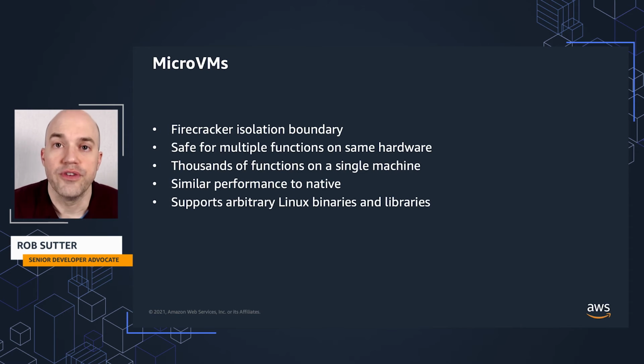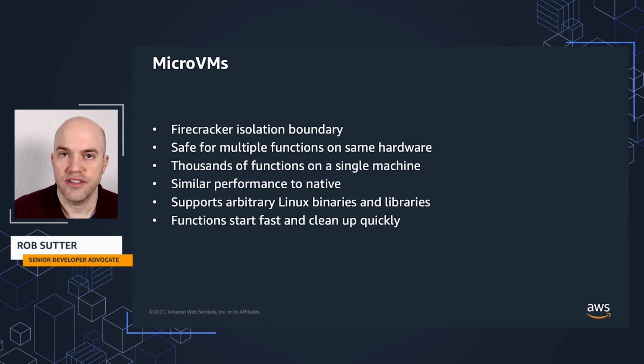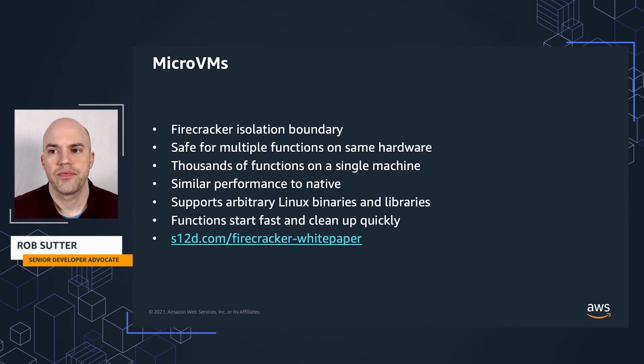But they didn't sacrifice universality when creating it. Firecracker supports arbitrary Linux binaries and libraries so that you can run the tools that you need inside AWS Lambda. And finally, micro VMs, because of their lightweight nature, start up quickly and clean up quickly as well. All of this results in less cost to you, the customer, while providing you with greater performance. For deep details on the structure of Firecracker, including the isolation mechanisms and performance characteristics, please see this white paper shown on the slide, s12d.com/firecracker-whitepaper.